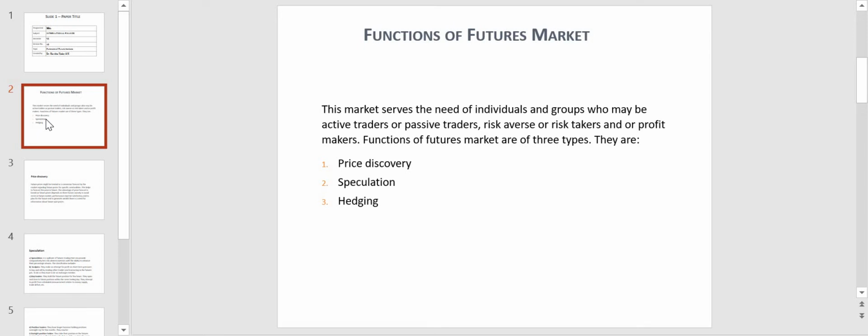See, this futures market serves the need of individuals and groups who may be active traders or passive traders, risk averse or risk takers, and also profit makers. Functions of futures market are of three types. They are price discovery, speculation, and hedging. So we will see how futures markets carry on these three functions.